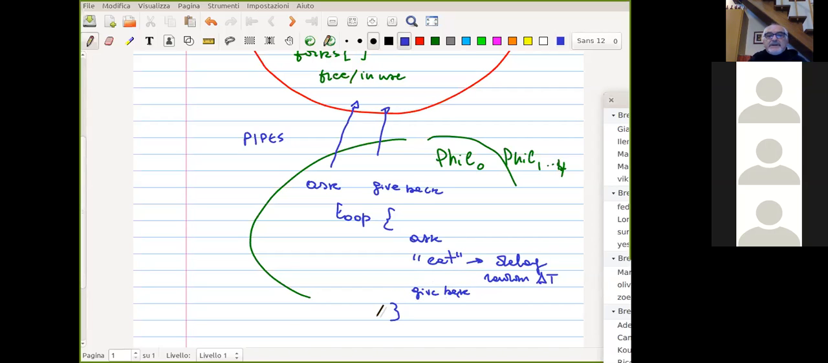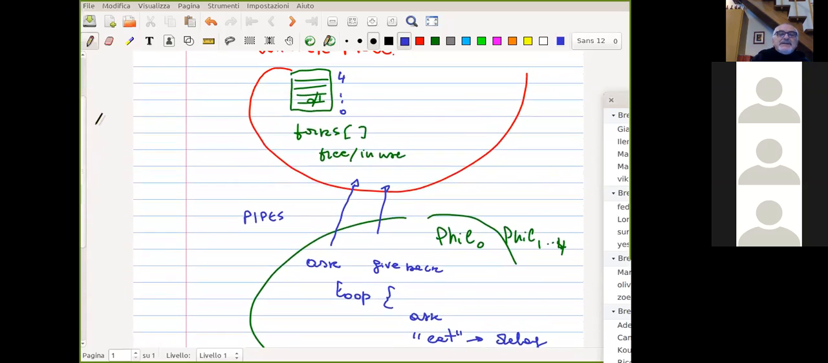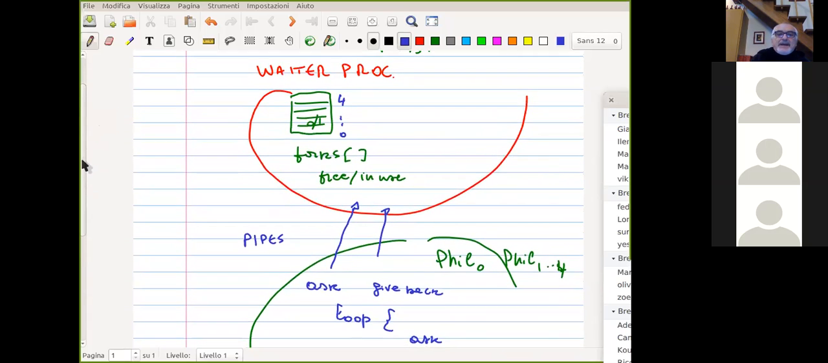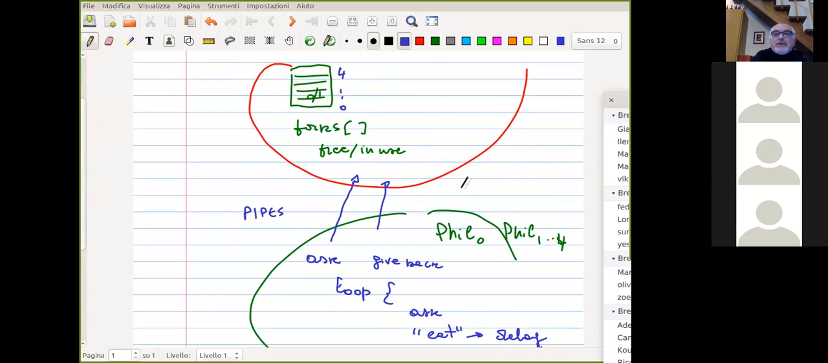Yes, the philosopher is over. Nothing else to write. So all the intelligence of the algorithm is in the skill of the waiter. The waiter has to manage all the requests and how.